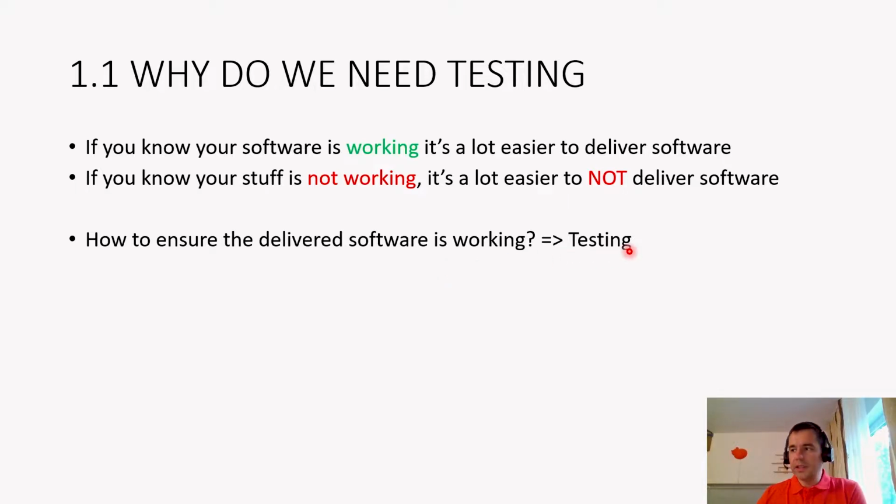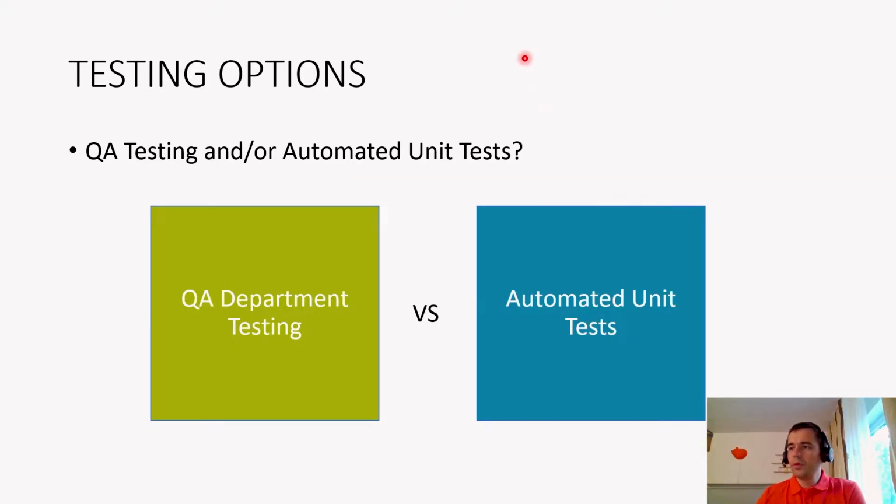Actually, through testing. Good. We have two testing options. We have the QA testing performed by the QA team, so the software testers, and/or we have the automated unit test, so the unit test written by developers. So QA department testing versus automated unit test. We'll see now the difference between those.